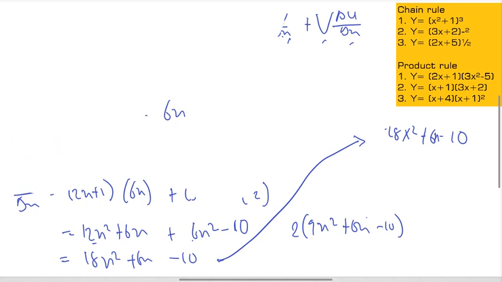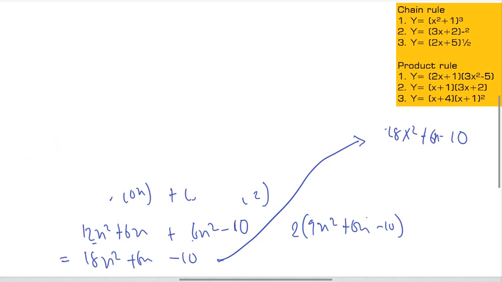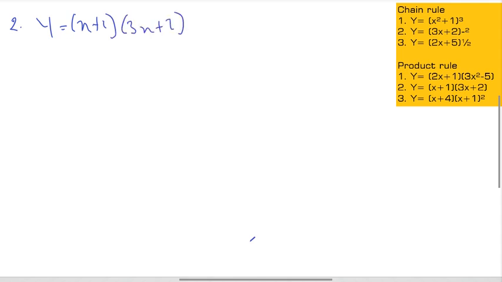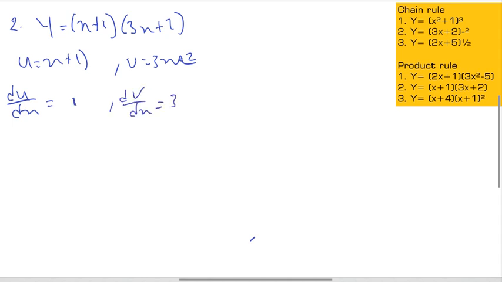And then let's do question 2 now. Let's go for question 2. So for question 2 now, we have y equal to x plus 1 times 3x plus 2. We're using the same method. So our u is equal to x plus 1, and our v is equal to 3x plus 2, right? So now our du/dx will be equal to 1, and our dv/dx will be equal to 3, right?